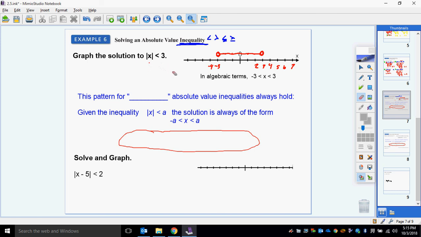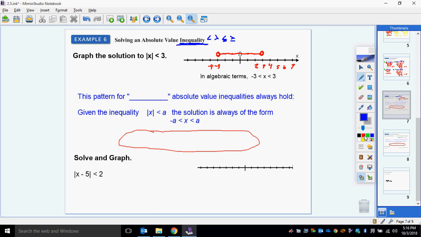So in algebraic terms, what does this graph look like? Well, it looks like this bounded inequality where negative 3 is an endpoint, positive 3 is an endpoint. I have an open circle. And x values need to be greater than negative 3, but also less than 3. So those values are in between here.